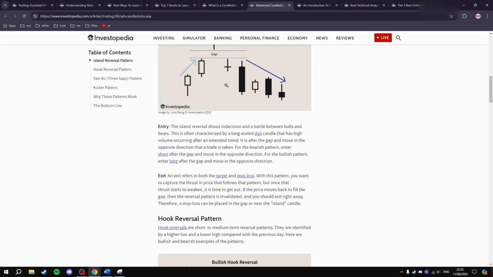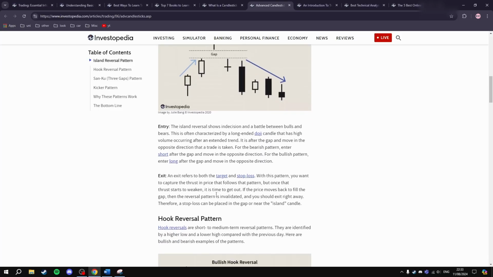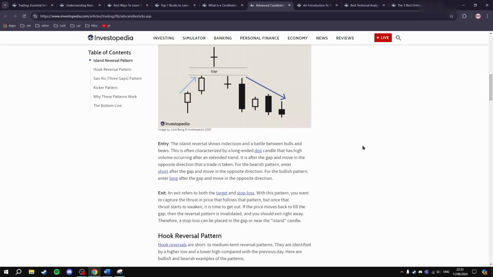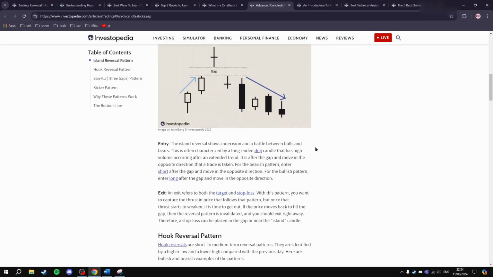So if the price went up again like that to fill the gap, then the pattern is invalidated and you should exit right away. Therefore, a stop loss can be placed in the gap or near the island candle. So place it somewhere in here or somewhere around here.